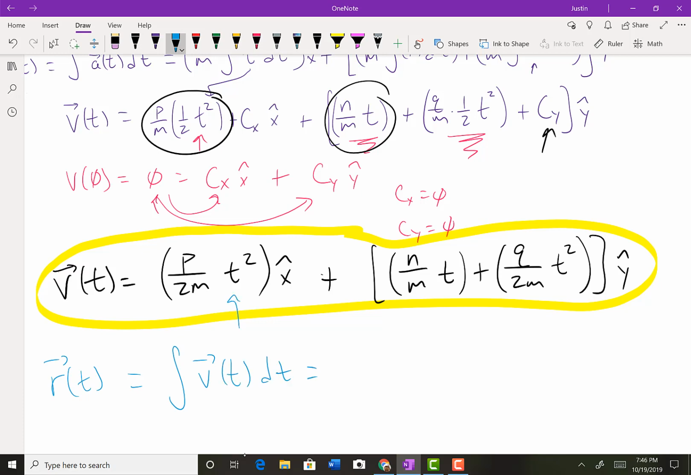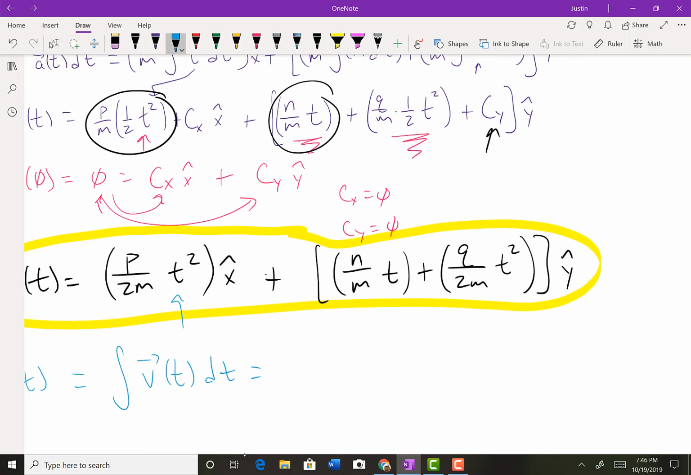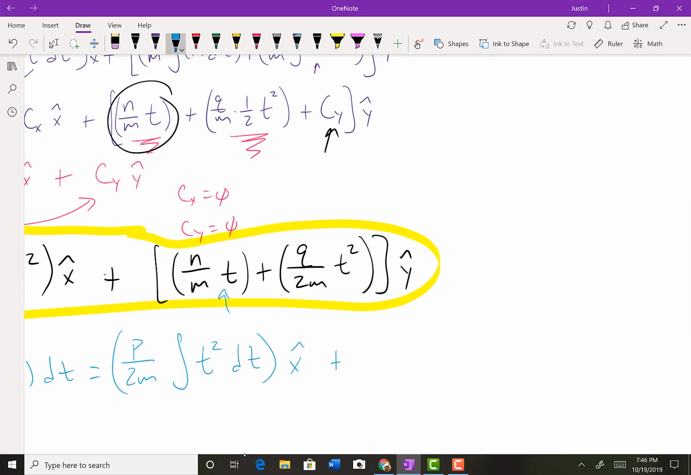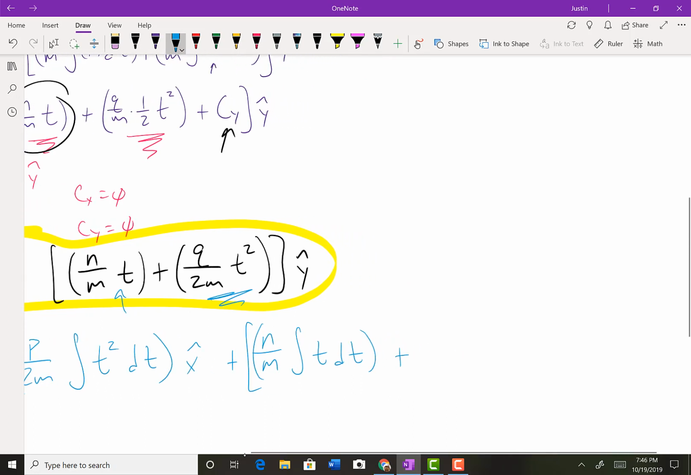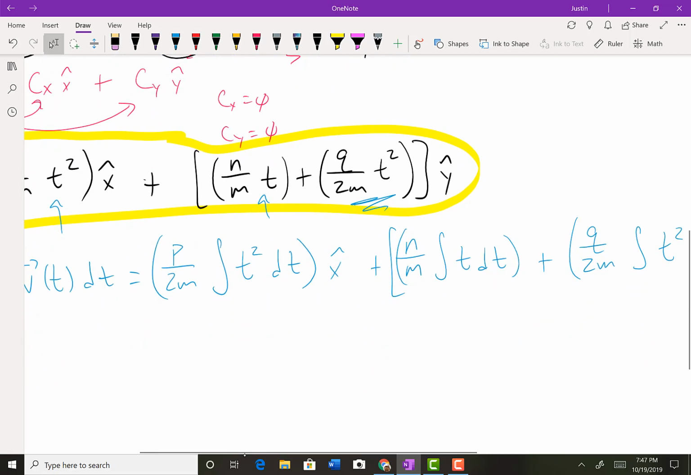And I got this. So let's see. Again, I'll split this up into its parts. I'll take the components, throw them on the outside, p over 2m, and I'm going to integrate time, t squared, dt, all that, x hat, plus, now this term has a time variable in it, so it's going to be n over m, and I take the integral of t dt, plus this term right here, which is the constants q over 2m, and then I'll take the integral of t squared dt. And all that's in the y hat direction.